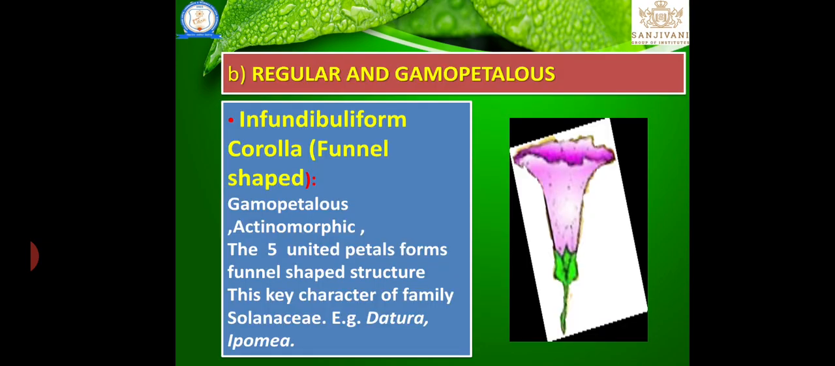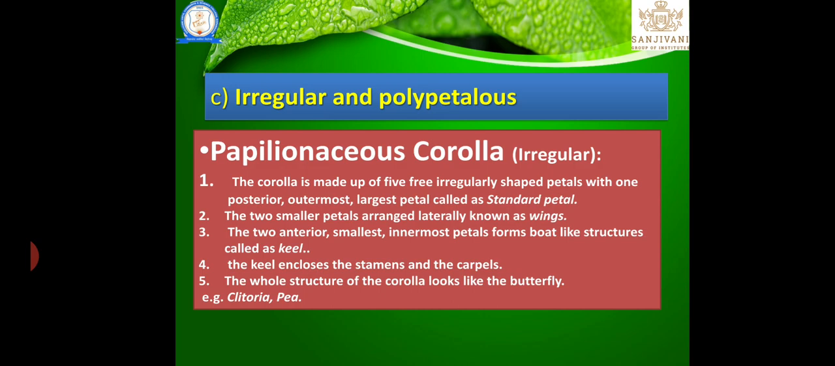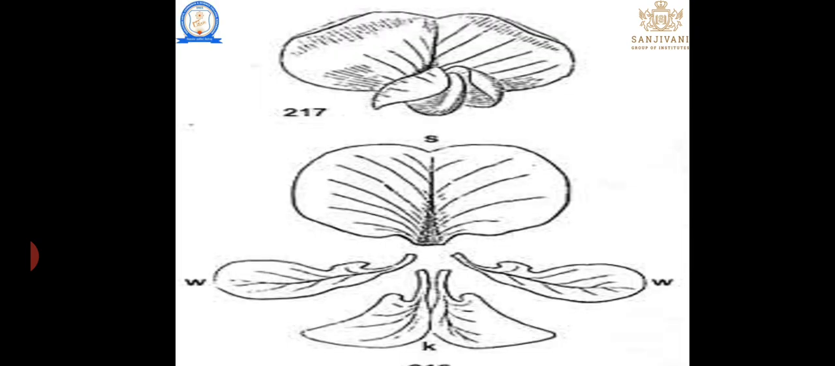Then regular gamopetalous: it is gamopetalous and actinomorphic. Five petals are united forming a funnel-shaped structure. It is a key character of the family Solanaceae. Papilionaceous corolla: the corolla is made up of five irregular petals, with one posterior outermost largest petal called the standard petal, two smaller petals known as wing petals, and the two anterior smallest petals known as keel petals. The keel encloses the stamens and carpels. The whole structure of the corolla looks like a butterfly.